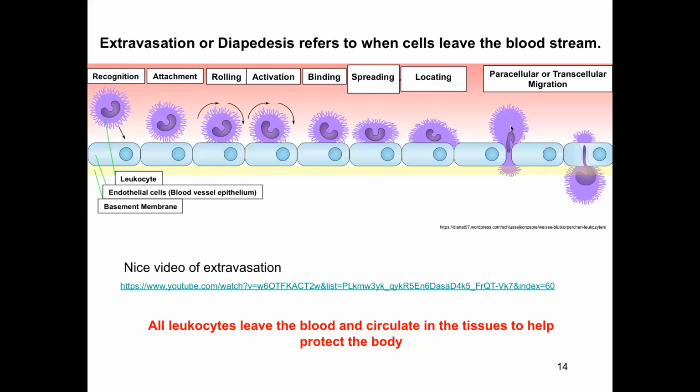And when the cells leave the bloodstream, they can either go through the endothelial cells making up the blood vessels, or they can go between them. All right, so this is really, really cool. And you can see white blood cells leaving the bloodstream if you watch this video, okay? So remember, all leukocytes leave the blood and circulate in the tissues to help protect the body in their own specific ways, okay? And that process of leaving is called extravasation or diapedesis, right?